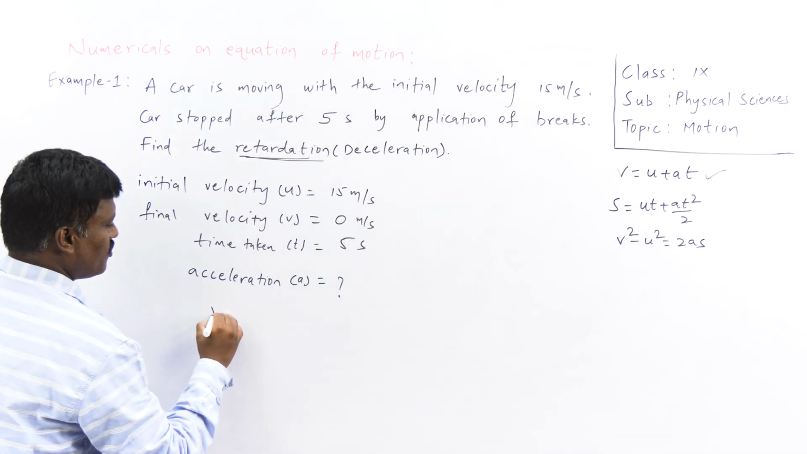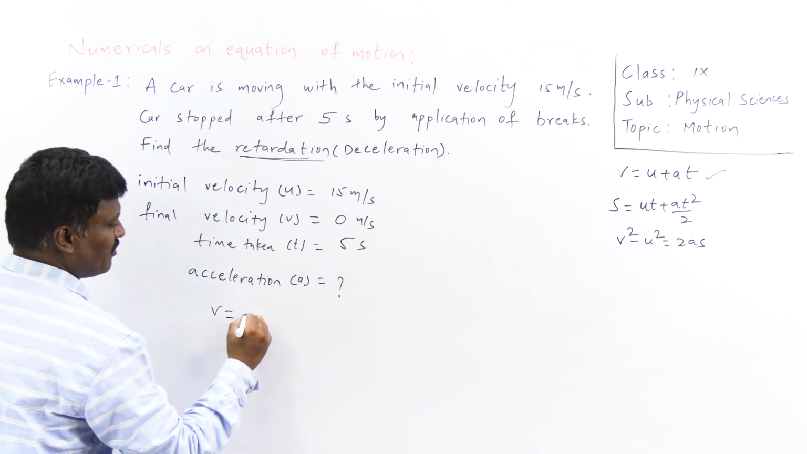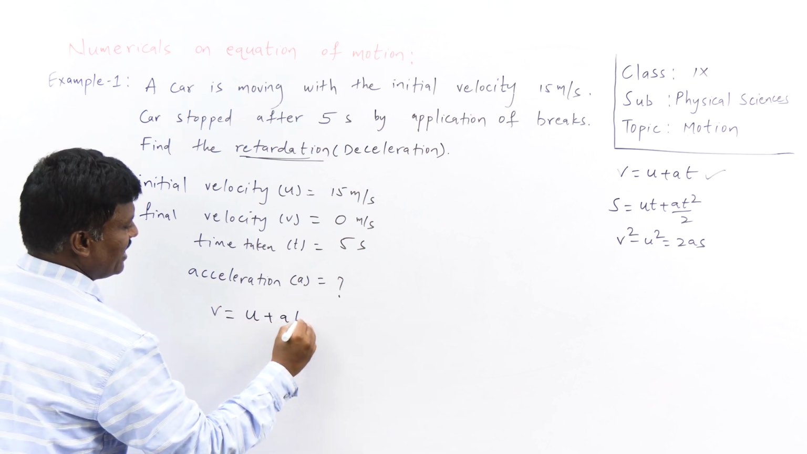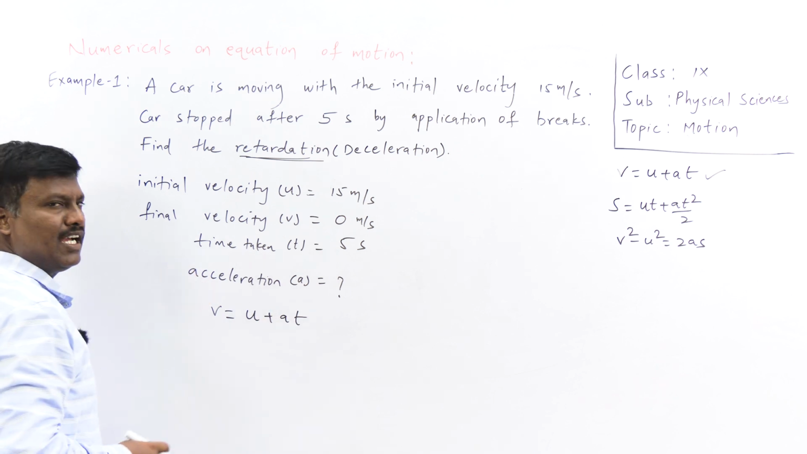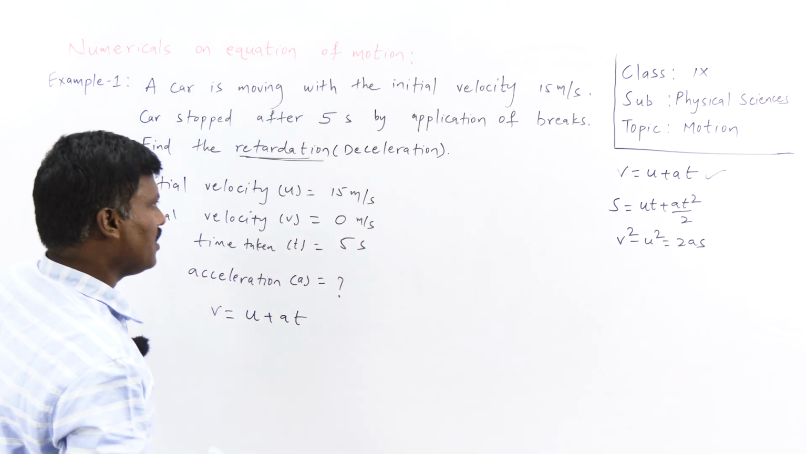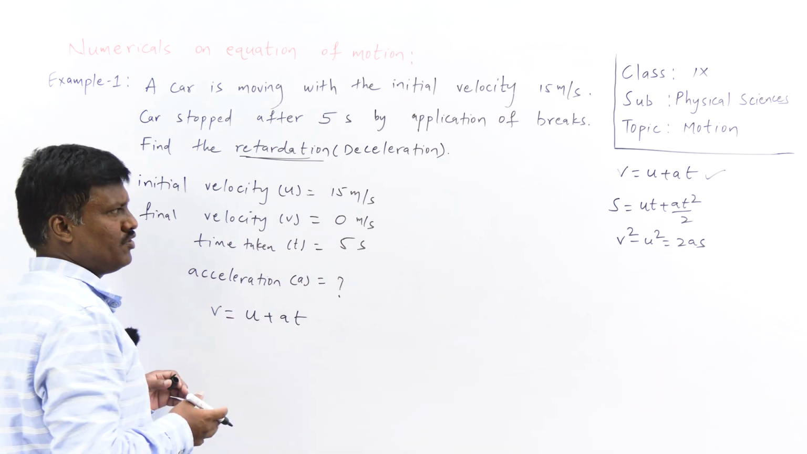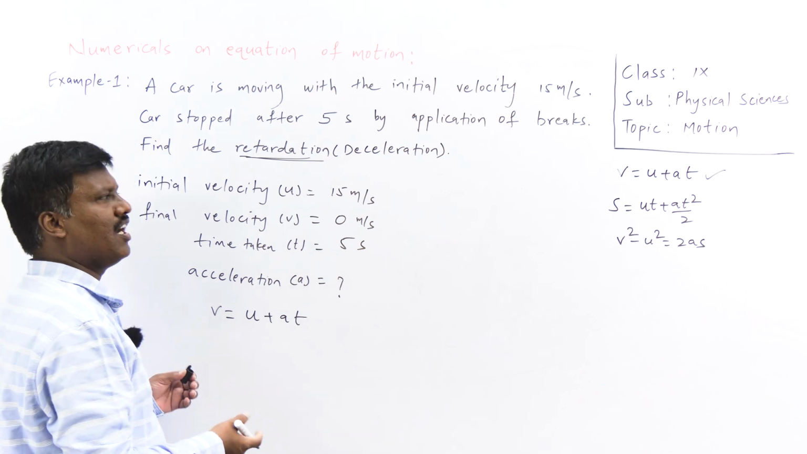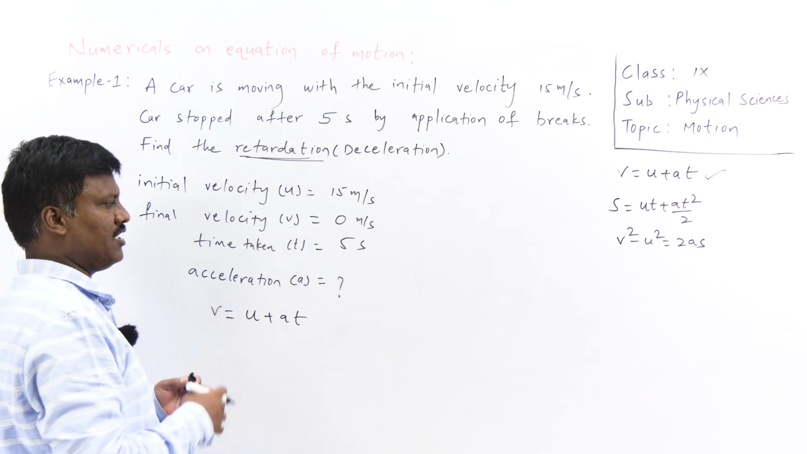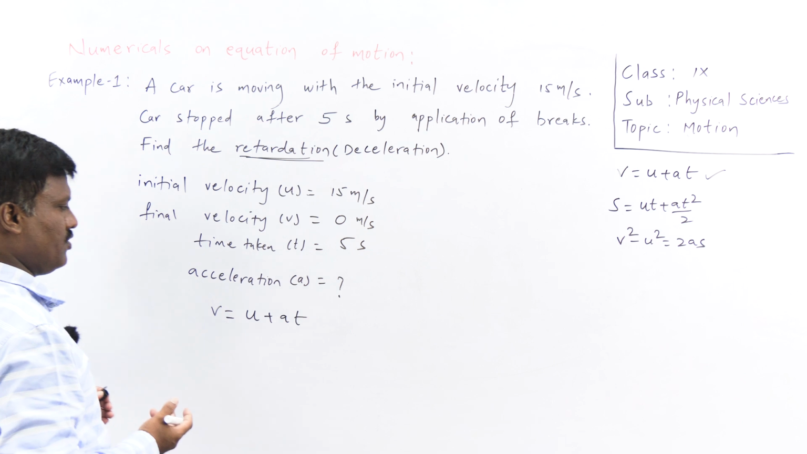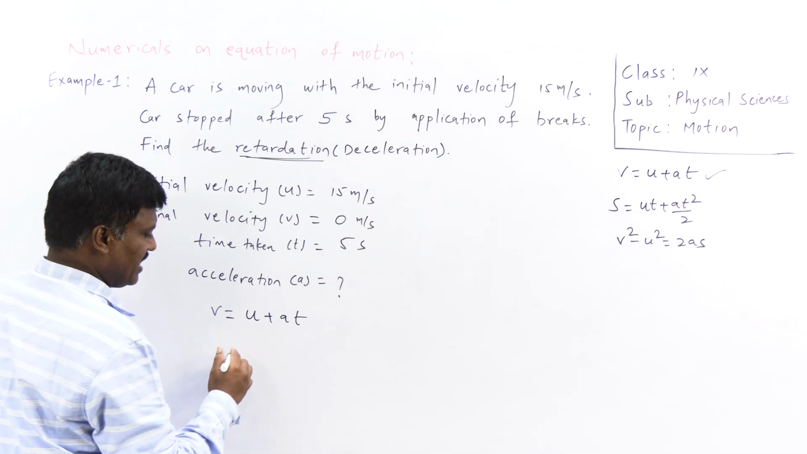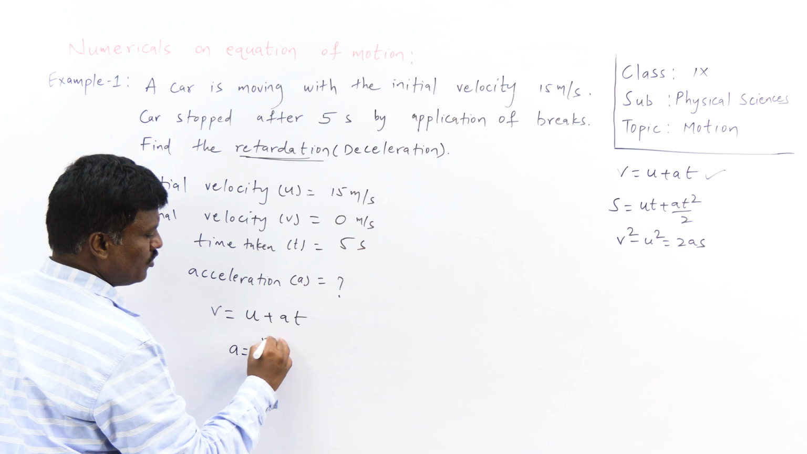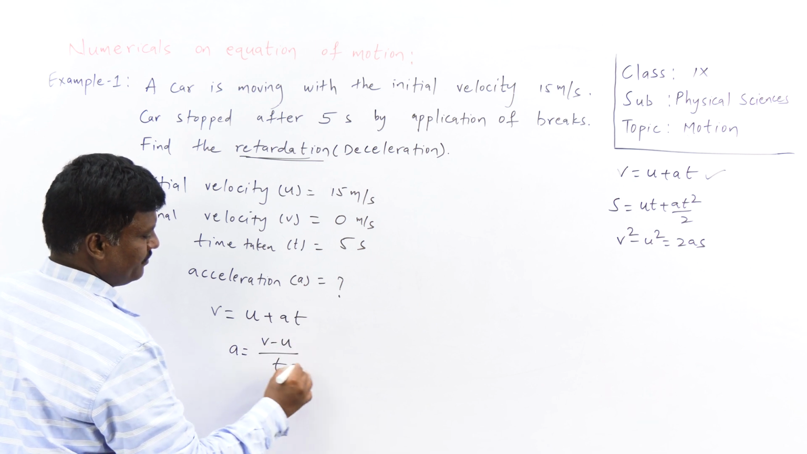So to find the acceleration, we have the formula V is equal to U plus AT. But V is given, U is given, T is given, A we have to calculate. So directly we can substitute the values. Otherwise, after changing the formula also, we can substitute the values. So V is equal to U plus AT. This can be written as A is equal to V minus U by T.